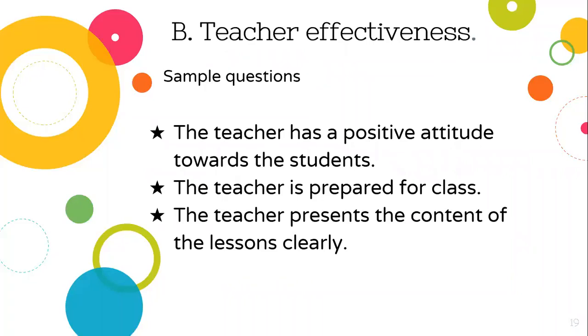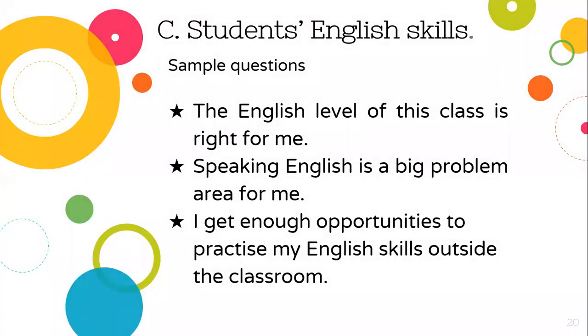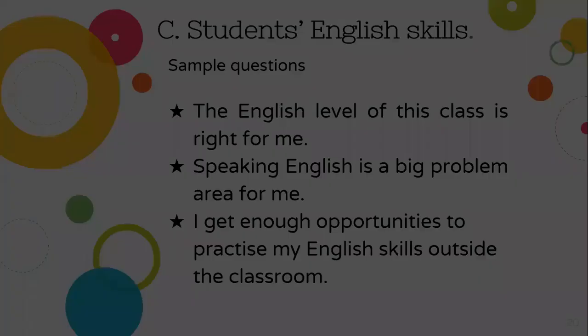For teacher effectiveness, we have: the teacher has a positive attitude towards the students. The teacher is prepared for class. The teacher presents the content of the lesson clearly. For students' English skills: the English level of this class is right for me. Speaking English is a big problem area for me. I get enough opportunities to practice my English skills outside the classroom.